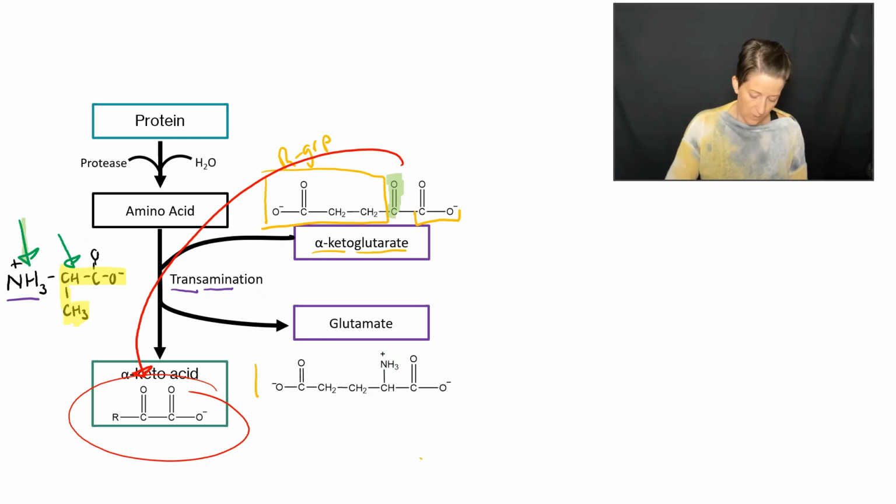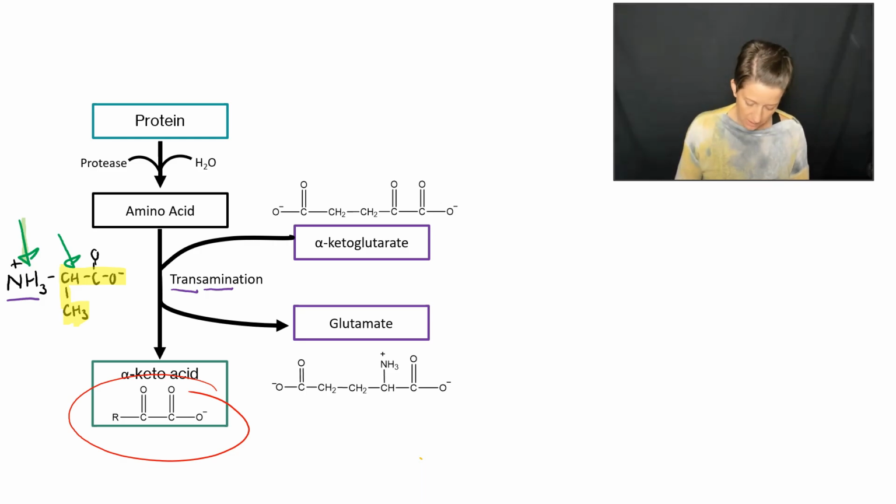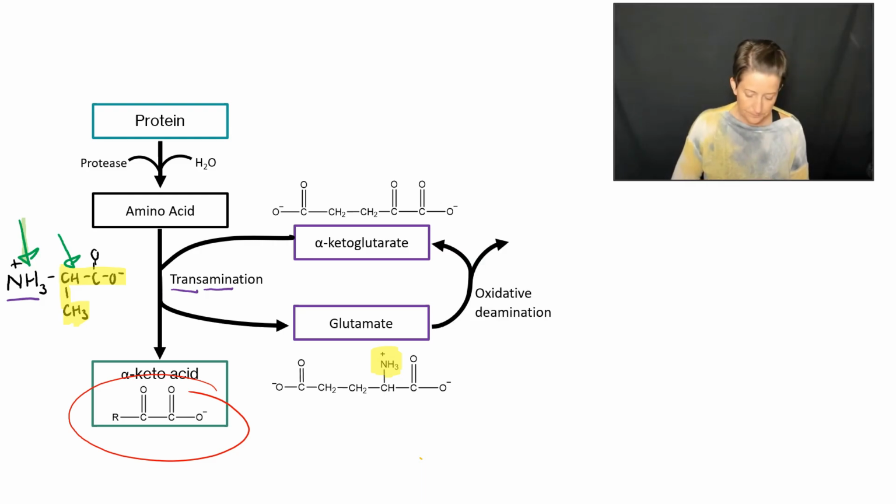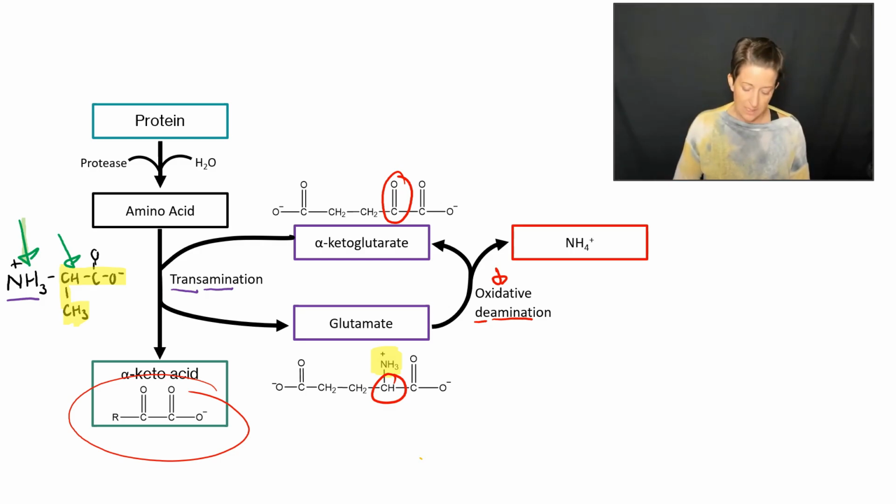Really, what we want to know is what happens to this amine. Where's it going? So tracking this amine group, because we cannot incorporate it, we are breaking this down. We are going to undergo oxidative deamination. Deamination is the removal of an amine via an oxidation reaction, which means that this alpha carbon that had the amine group is going to lose that amine, and it's going to get oxidized back into alpha keto acid. What gets released is ammonium.